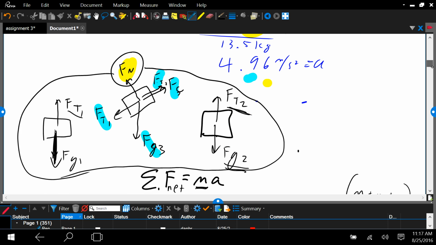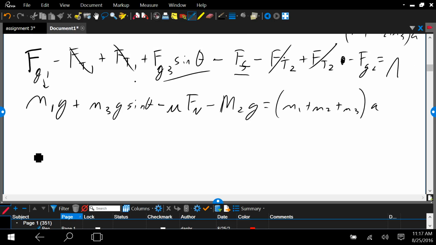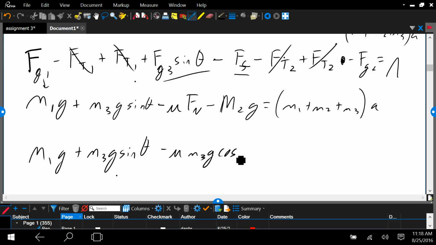I'm going to pull that down here and use it. So I'm also going to factor out my g's from all these things because they all have, well, maybe I'll leave them in there. I'm going too many math steps at once. Okay. Here's the mu, and this is m3g cosine theta minus m2g equals the megamass of all three of them added together, okay, times A. Every single thing here is a number that is given except for A. So you can find A right away.